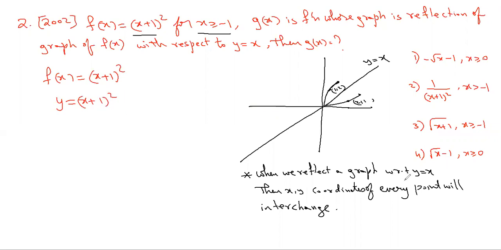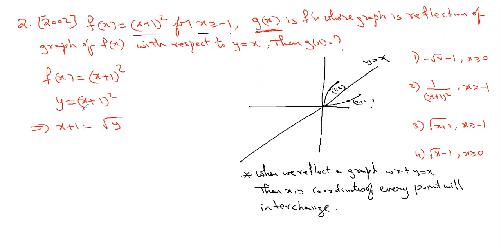Because when you reflect it with respect to y equal to x, the xy coordinates will interchange. Here you interchange the xy coordinates, then the y value will be the g of x function. You can do the interchanging here itself, or you write x as a subject and then interchange. It doesn't make any difference. So let us write x as the subject. We know the well-known process for writing x as the subject. x plus 1 equal to root y.